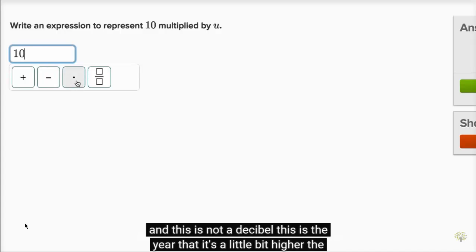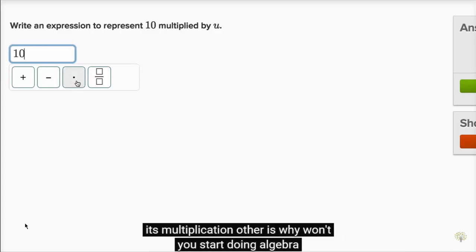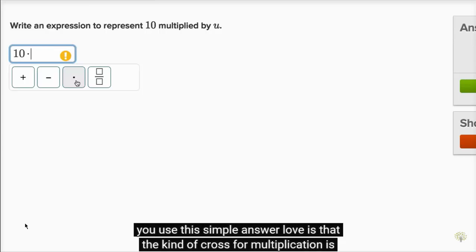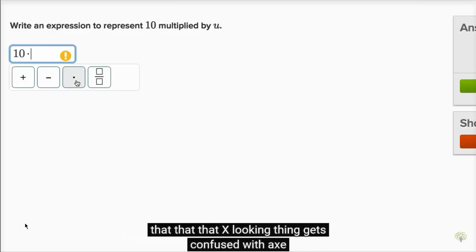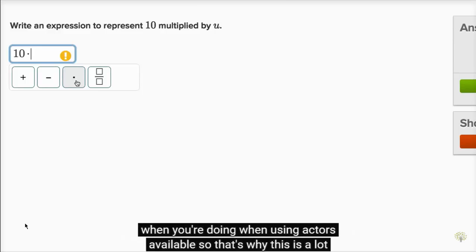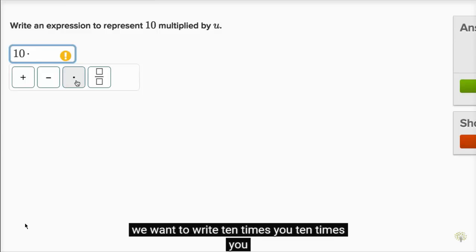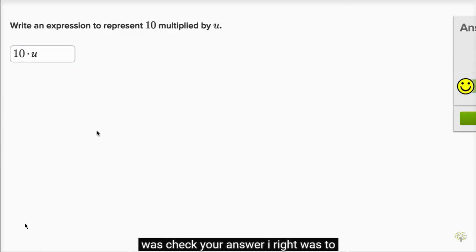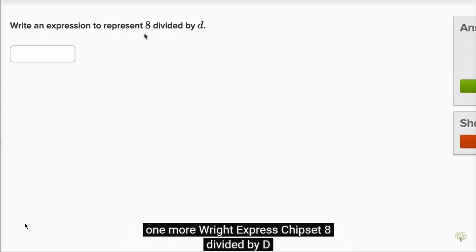Let me do another of these, just so you can see that I could have done 10 times u. And this is not a decimal. It's a little bit higher than a decimal. It's multiplication. And the reason why, once you start doing algebra, you use this symbol instead of that kind of cross for multiplication is that x-looking thing gets confused with x when you're using x as a variable. So that's why this is a lot more useful. So we want to write 10 times u. Let's check our answer. Got it right. Let's do one more.